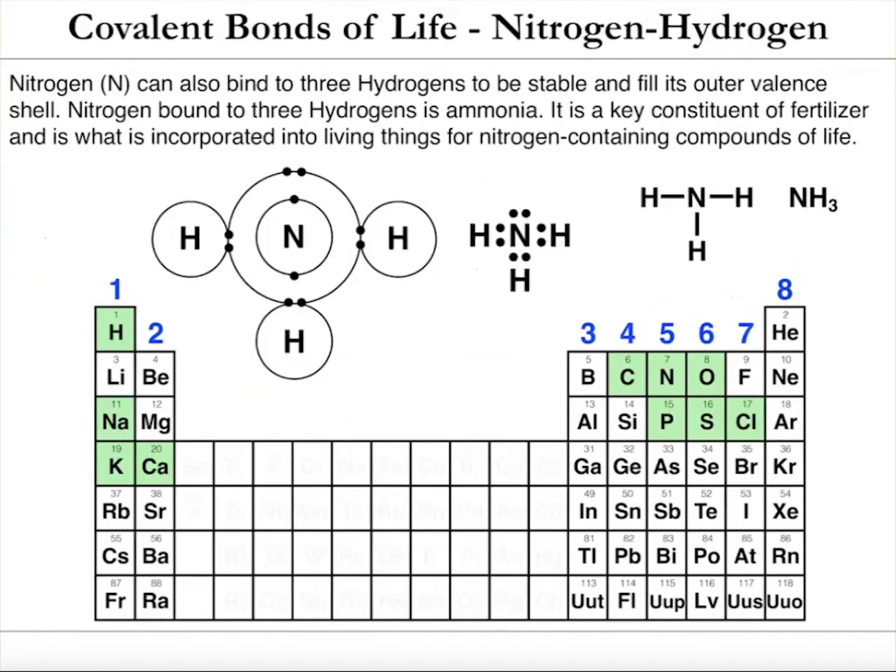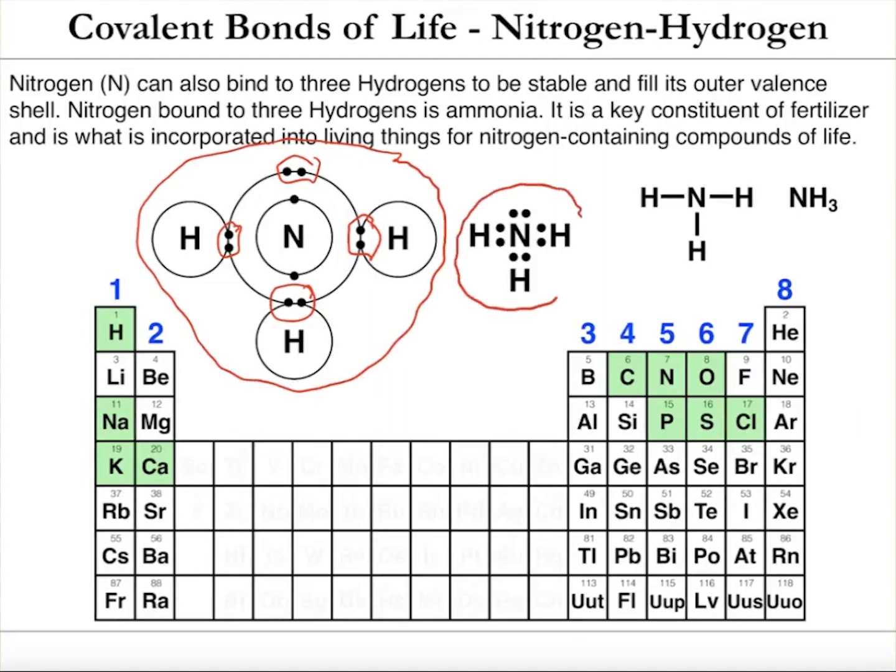But instead of binding to another nitrogen through a triple bond, nitrogen can also bind to 3 hydrogens to be stable. So remember, nitrogen has to bind to 3 other elements, unlike carbon, which needs to bind to 4 elements. So nitrogen can just fulfill that by binding to 3 hydrogens. So that would be depicted right here. And you can see it fills the octet rule. We have 2, 4, 6, 8 electrons in the outer valence shell of nitrogen, and all those hydrogens are stable as well. So that could be depicted in this way as well.